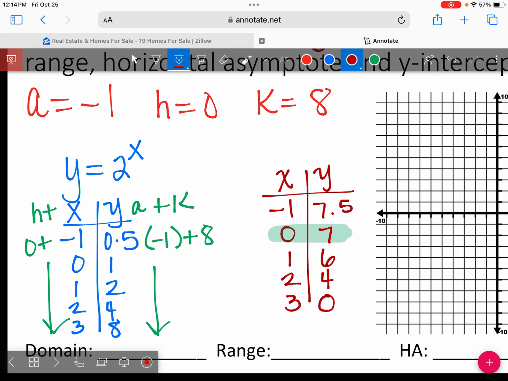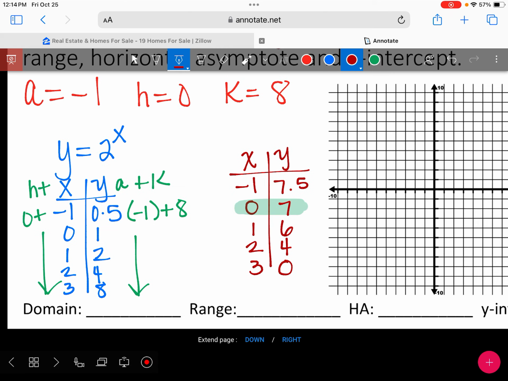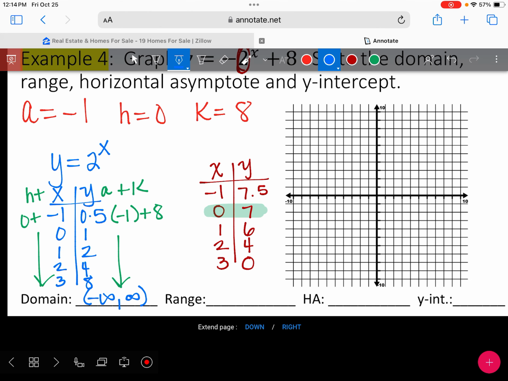So we'll fill in the range last, but our domain, we should know. That doesn't change. That's all real numbers. We also have a horizontal asymptote at y equals what? 8. And we know our y-intercept will be at 0, 7. So let's go ahead and graph it, and then we'll do our range last.